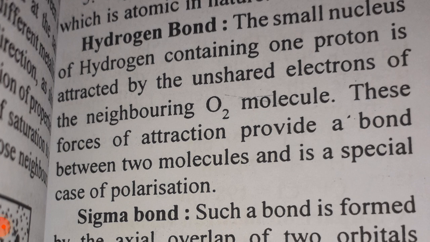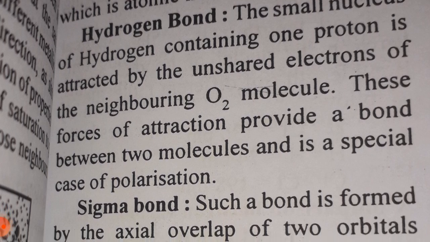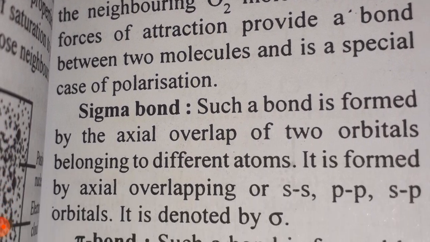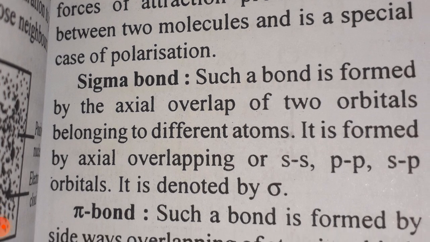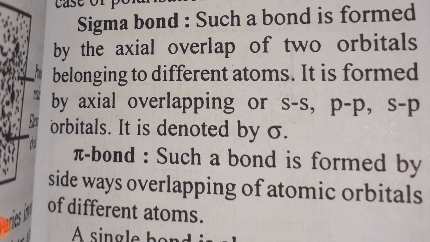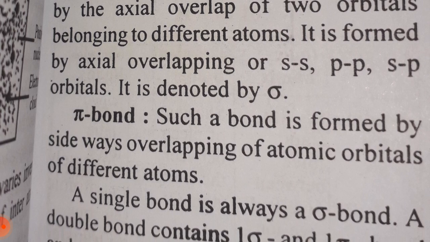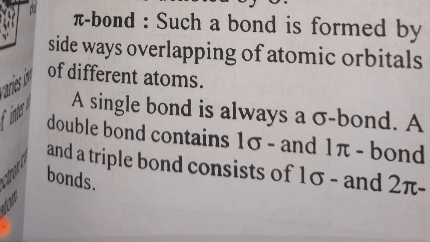Hydrogen bond. The small nucleus of hydrogen containing one proton is attracted by the unshared electron of the neighboring oxygen molecule. This force of attraction provides a bond between two molecules. Special case of polarization. Sigma bond. Such a bond is formed by axial overlap of two orbitals belonging to different atoms. It is formed by axial overlapping of s-s, p-p, or s-p orbitals. It is denoted by sigma.